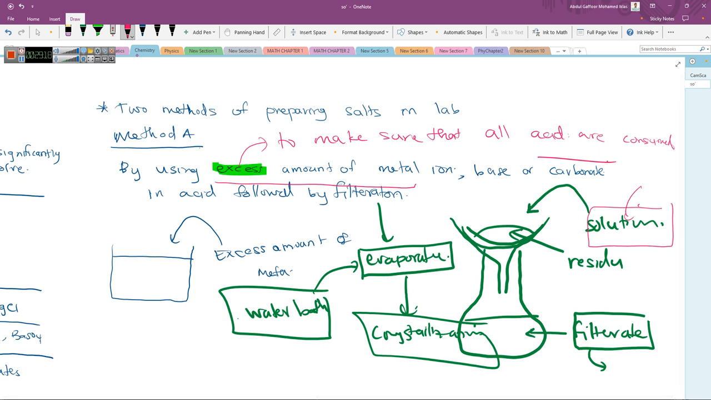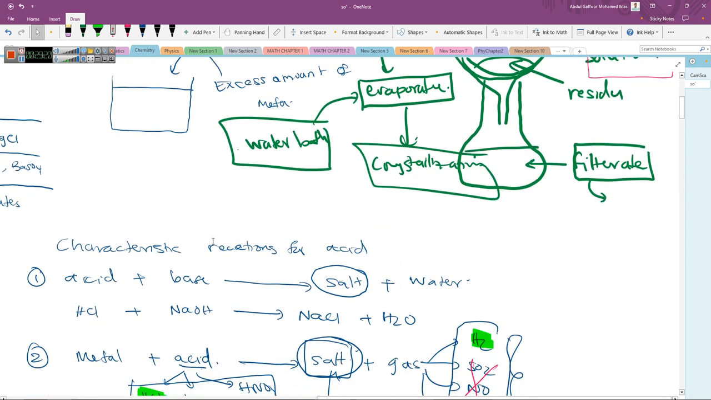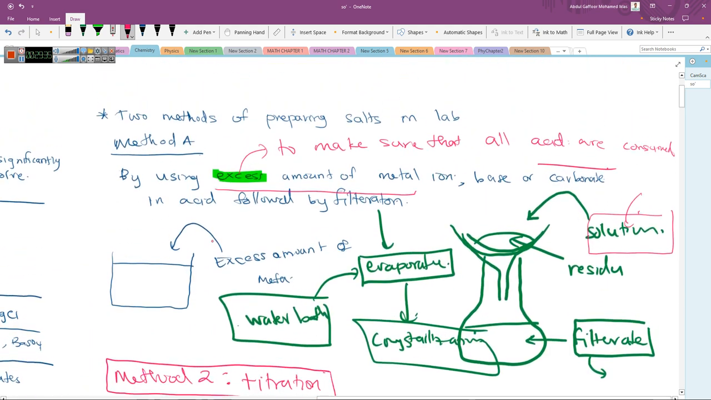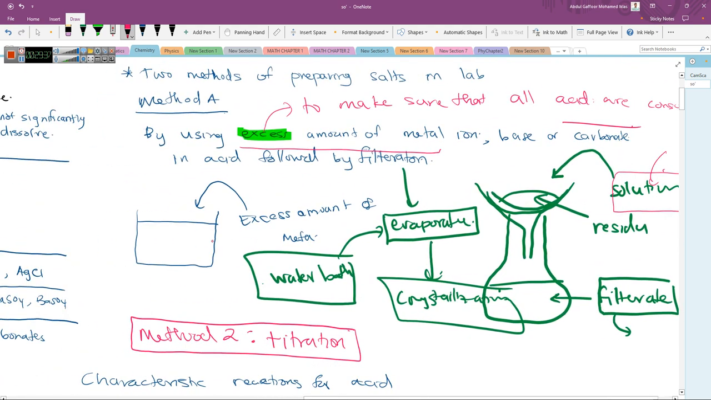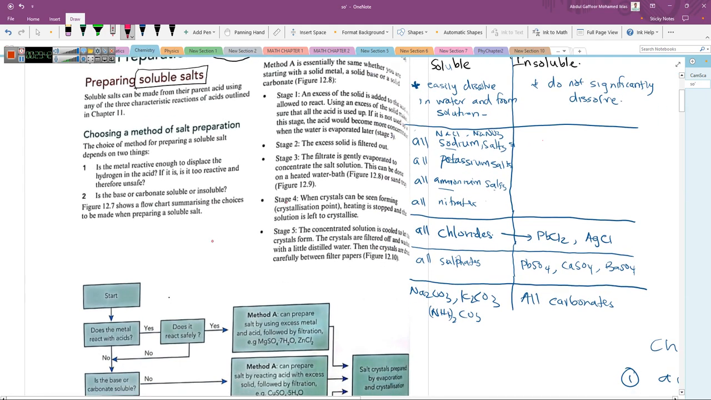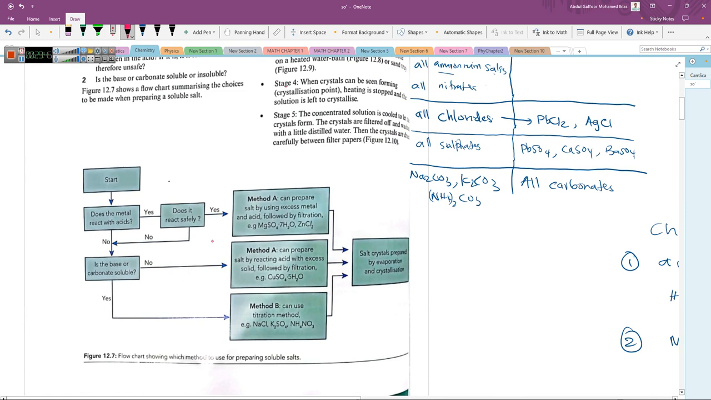So this is the purpose of using excess amount of metal, right? And the second method, we have already studied in the previous class, method 2 will be titration. I am not going to talk about titration here. We will just look at the diagram that is given in the first page of your book. Now we have this diagram. This is how we are going to proceed with what method we are going to use in order to prepare the salt.